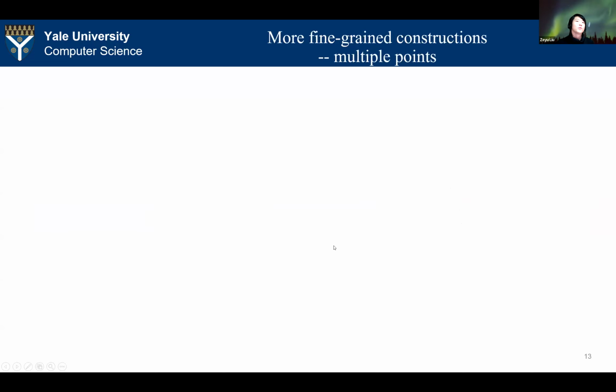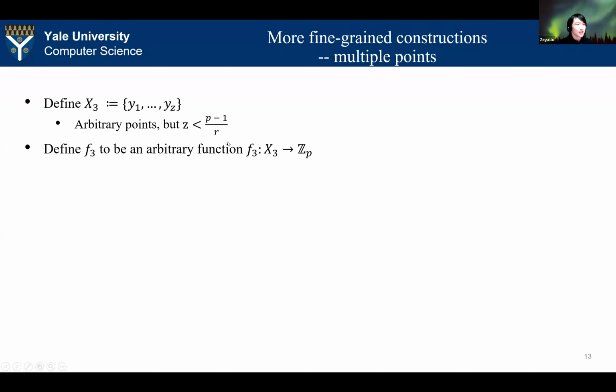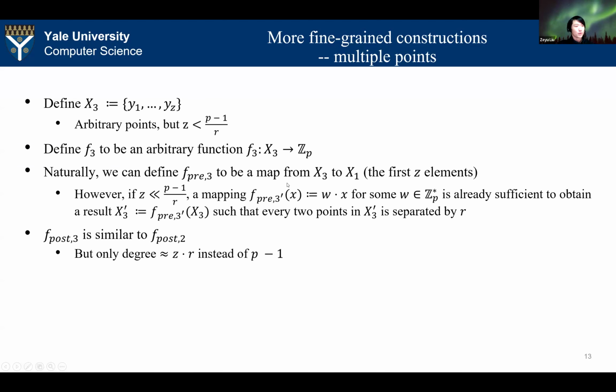And with this framework, we'll be able to build some more fine-grained constructions. But for all these constructions, for the sake of time, I will skip the details. I will just talk about what they are. For example, you can define some more arbitrary set. This set no longer has structure. It's just y1 through yz, just arbitrary points. We only require that the number of points is smaller or equal to the size of the set we just defined. Okay. And again, this f can be an arbitrary function. As just mentioned, I will skip the details, but this is one thing we can achieve in a more fine-grained way.